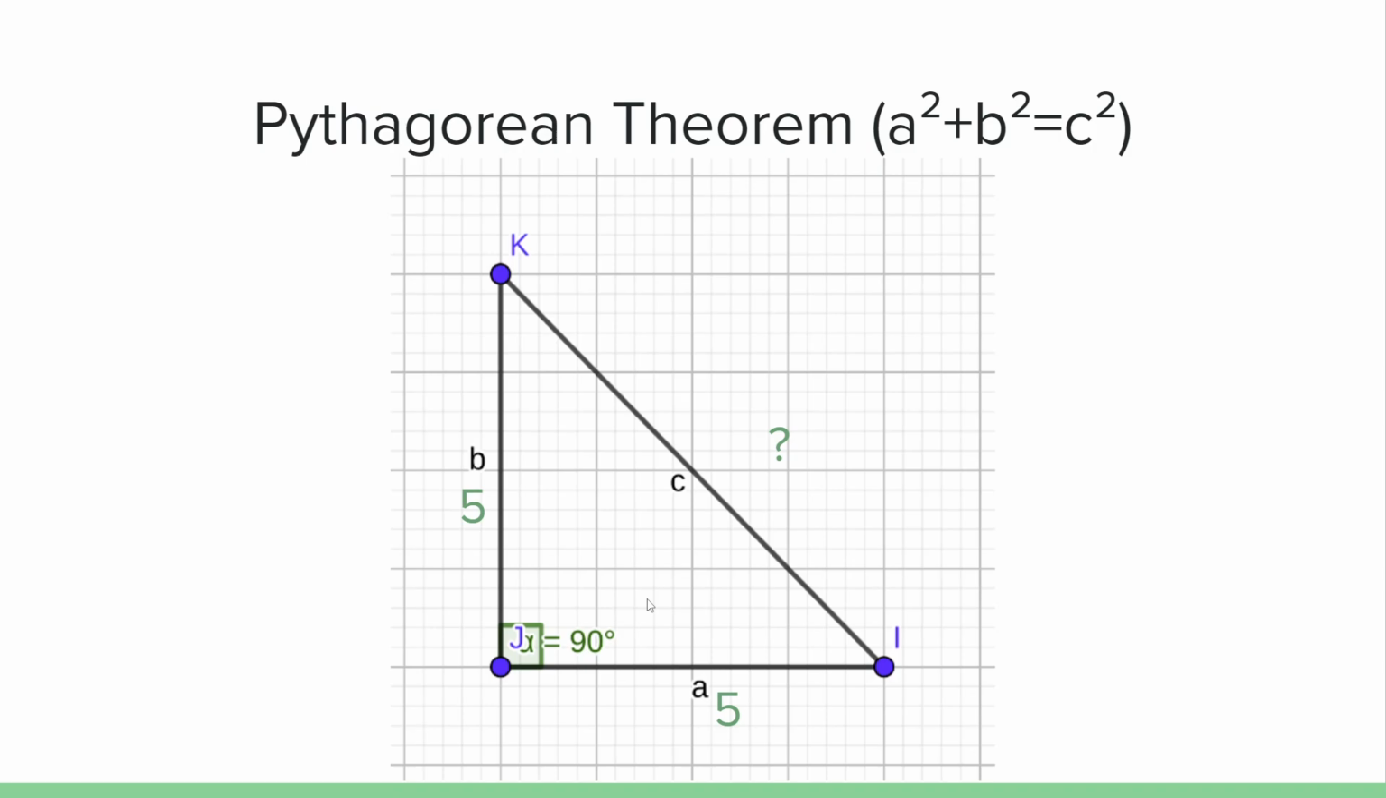7.07. Let me bring out the calculator. Correct. 5 square root of 2. Yeah. It's 7.07. So how did we get that? So the square root of a squared plus b squared would be equal to c. Okay. So if you do the math, 25 plus 25, 50. Square root of 50 is 5 square root of 2.